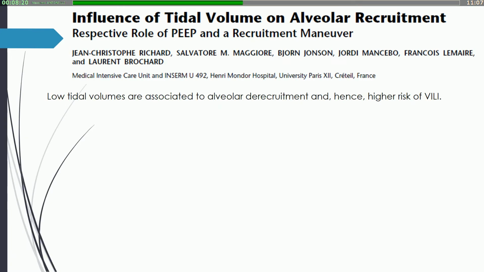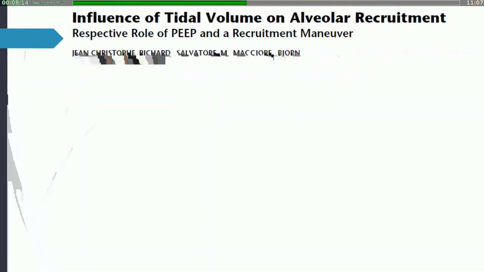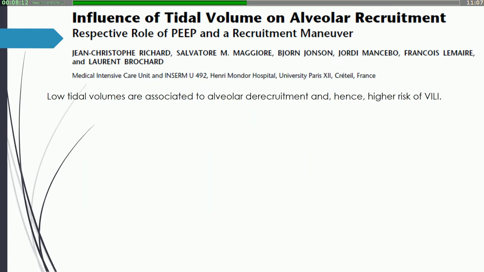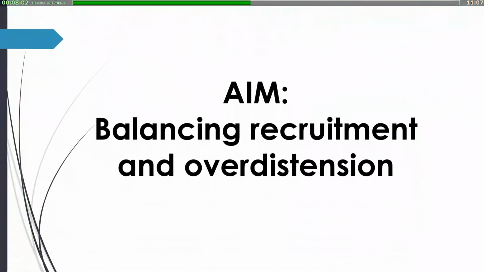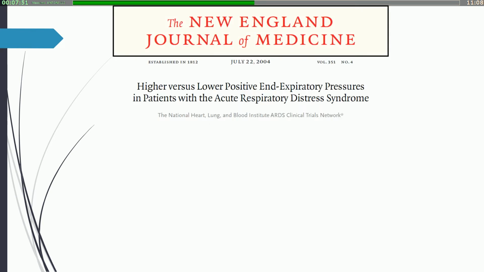However, if this is true, it is also true that when we apply a low tidal volume, and this has been shown by Laurent Brochard's group, it is associated with alveolar derecruitment, in one way or another, and also a higher risk of VILI. Well, to keep this concept in mind, the aim is finding a balance between recruitment and over-distension.